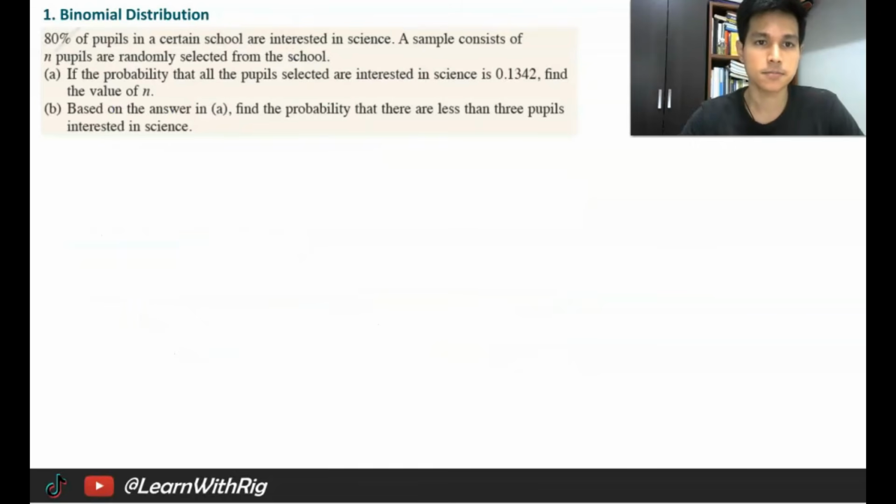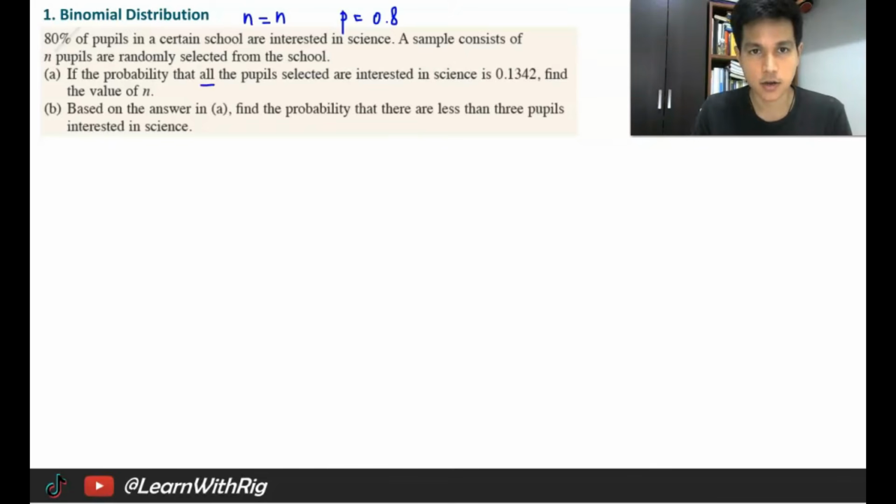Right, next. 80% of pupils in a certain school are interested in science. A sample of n pupils is randomly selected from the school. So from here, you know that the n value, the number of trials, is not given to you. So this is n. Okay, I'm just going to write here n is n. And then 80% of pupils are interested in science. So most likely the p value is 0.8. Okay, 80% is 0.8.